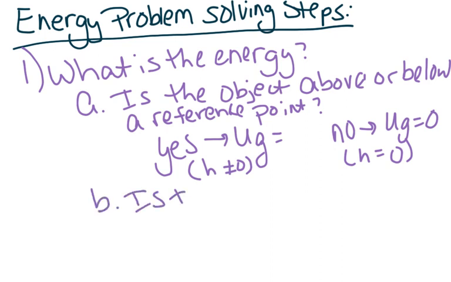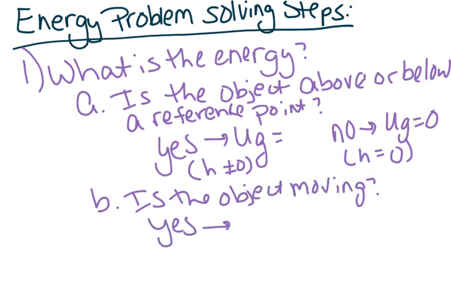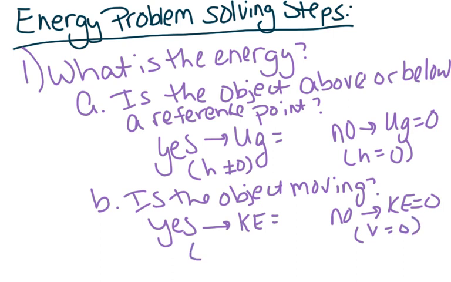All right. Is the object moving? If the object is moving, then we have kinetic energy. And again, you're going to get an equation for that next time. If it's not moving, then the kinetic energy equals 0. Okay, so that means it has a velocity of 0. Over here, it means it has a velocity or a speed that is not 0.